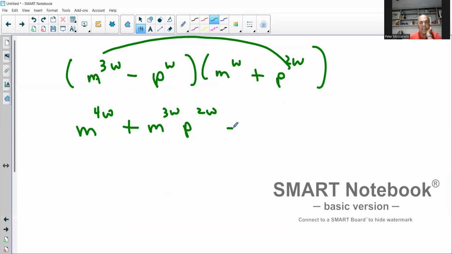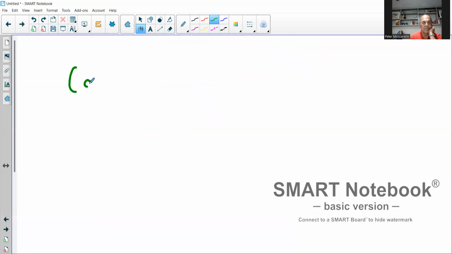The inner, I get negative p to the w m to the w. And the last, I'll get negative p. Now you add the exponents because the base is p on both. w plus 2w is 3w. Okay. Any like terms? Is it an mp and an mp, but exponents are different? Nope. So that's your answer. That's it. All right, try this one.